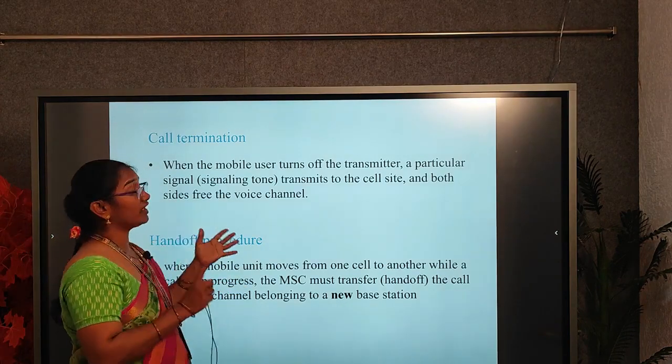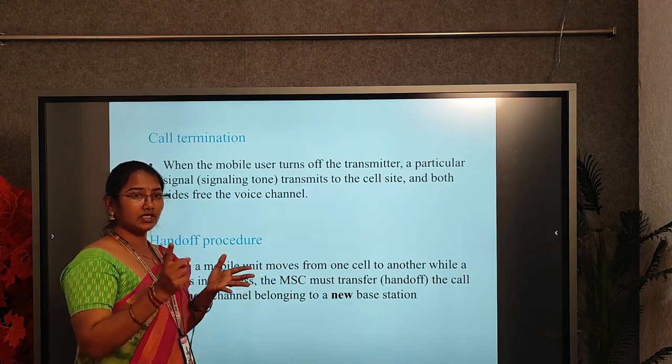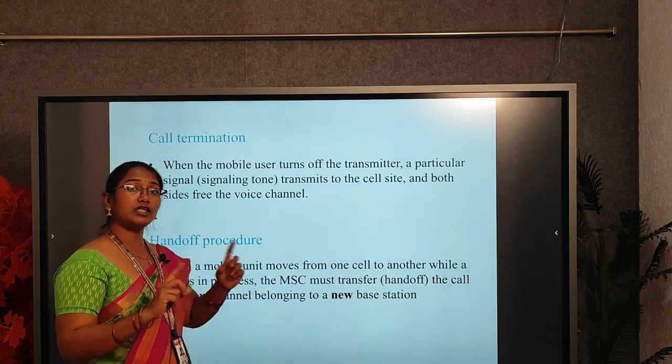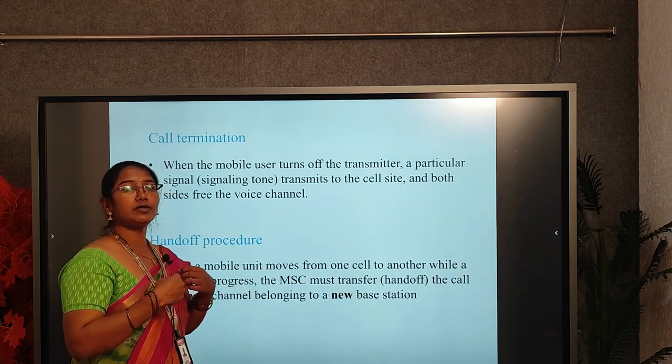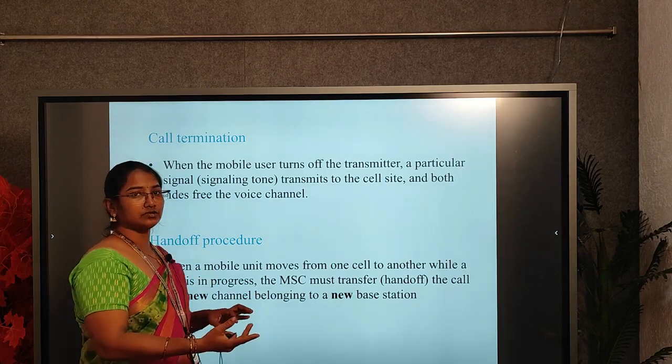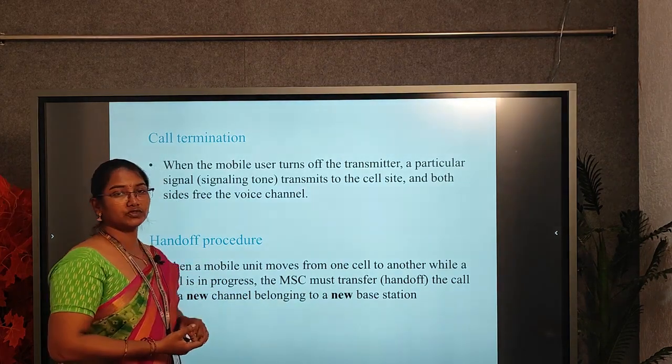Next, call termination. We already know that whenever there is a communication, after that we will terminate that call. Whenever the call is terminated, that means we press the red button now. So the connection will be terminated on both sides and the channel will be free for other connections, okay?